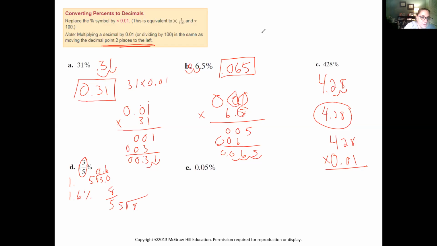Let me get more room. So the one way that I just showed you, once we get that, we had 1.6%. And once you get that, you can go 1, 2, and our answer would be 0.016. That's the one way.